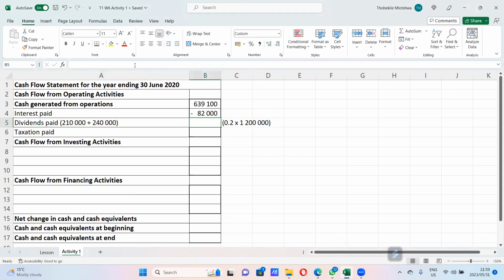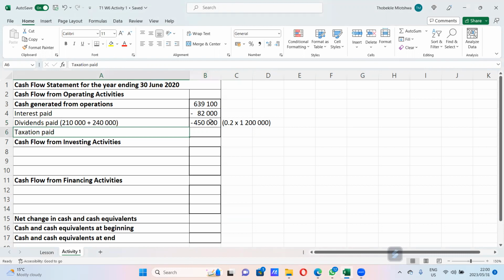So 240 plus 210 will give us 450. That amount will be 450. So dividends paid has to be minus 450.